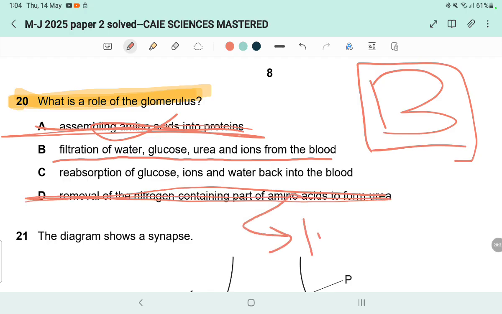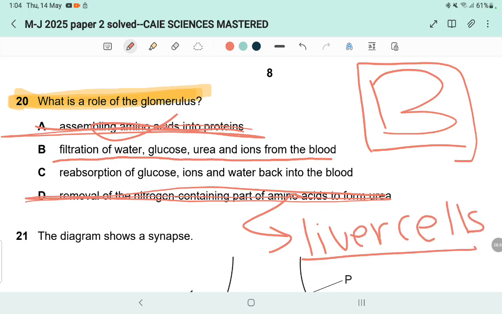It occurs in the liver. It occurs in the liver cells. Deamination occurs in liver cells. Okay, so tell me, why not by reabsorption? Because reabsorption is a PCT, proximal convoluted tubule function.